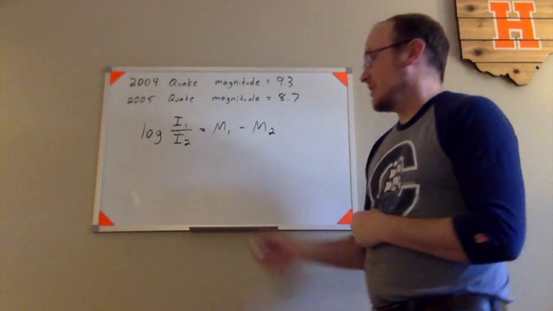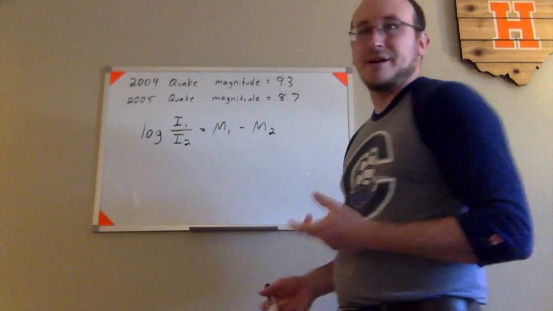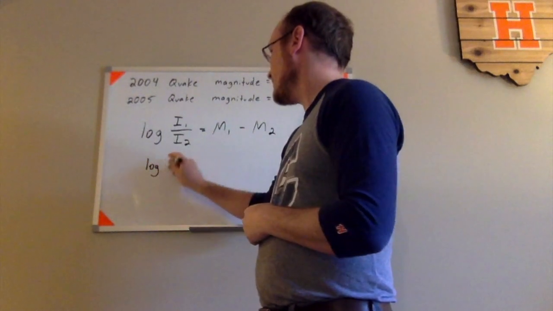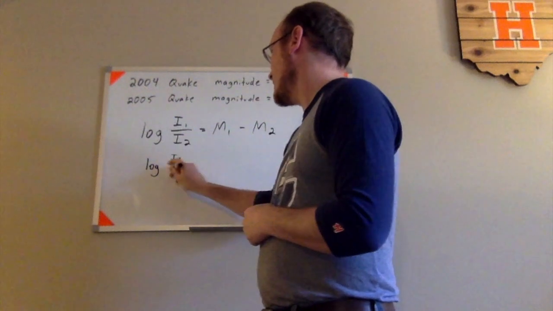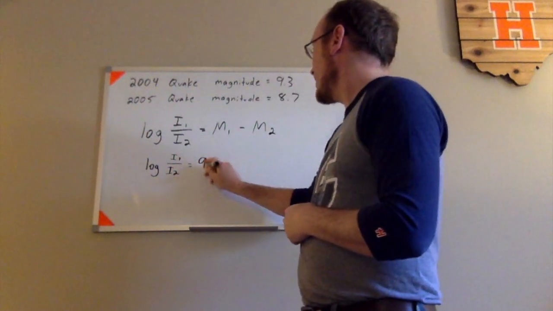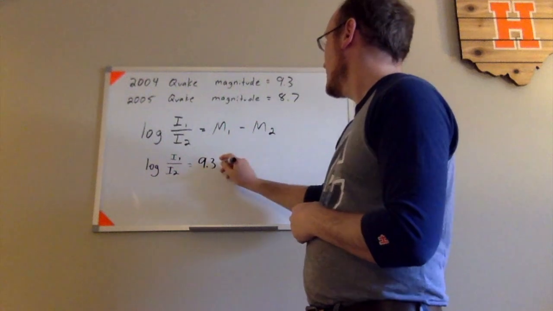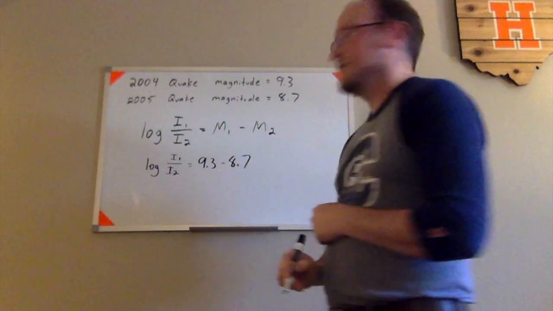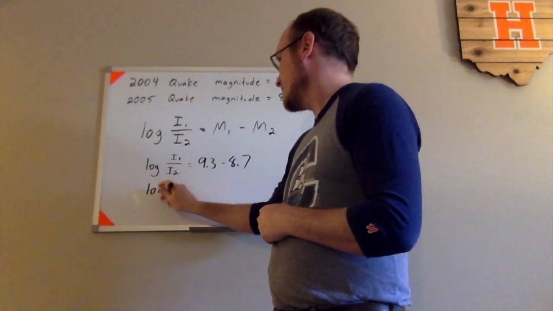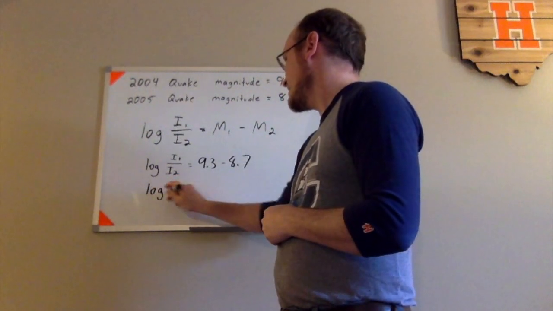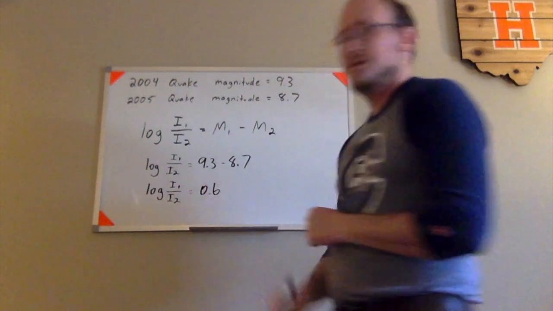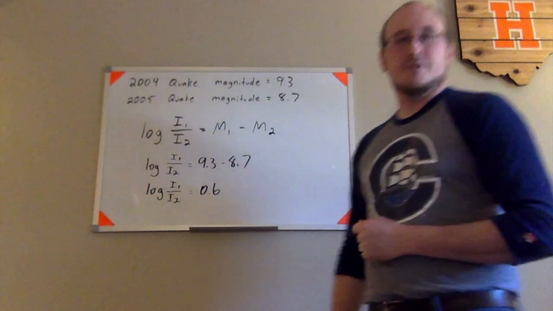So let's go ahead and try to plug in what we do know. We do know the magnitudes of these two earthquakes. So we can do log of I sub 1 over I sub 2 equals 9.3 minus 8.7. 9.3 minus 8.7 is 0.6, so this becomes log of I sub 1 over I sub 2 is equal to 0.6.